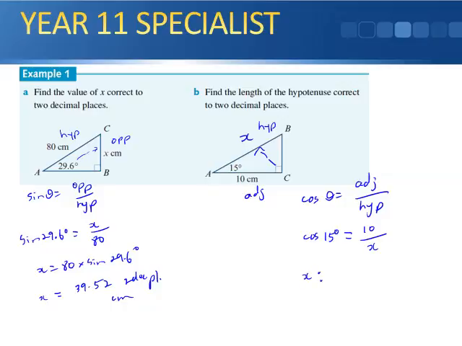This time, because we've got the hypotenuse in the denominator, we can just interchange these two and do two steps at once. So we get 10 divided by cos 15 degrees, and therefore when I work this out, x equals 10.35 centimetres to 2 decimal places.